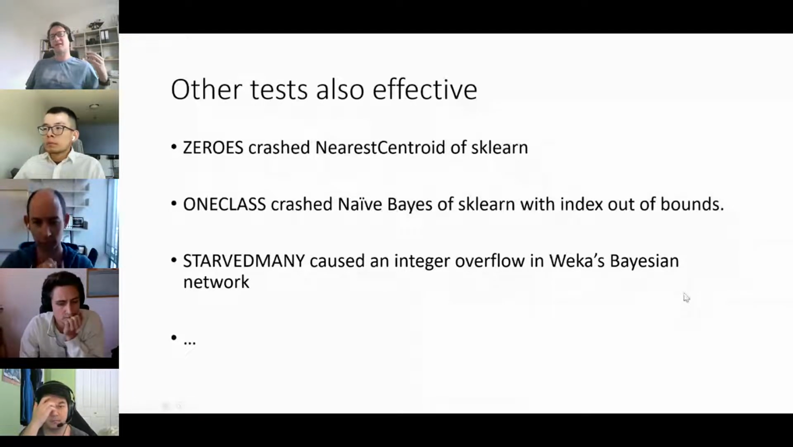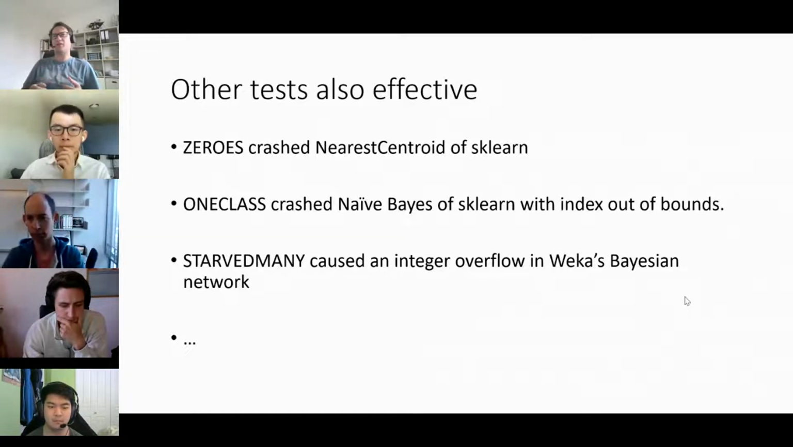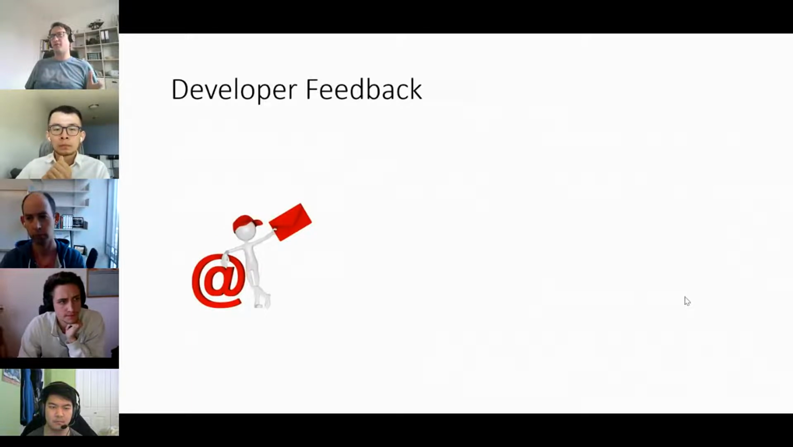We had test cases that were also pretty simple. So only put in zeros and you could crash the nearest centroid classifier. Use only a single class, naive Bayes crashes, and so on and so on. And obviously we wanted to have this fixed.